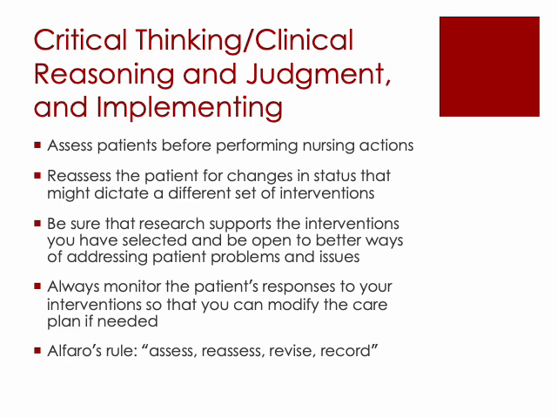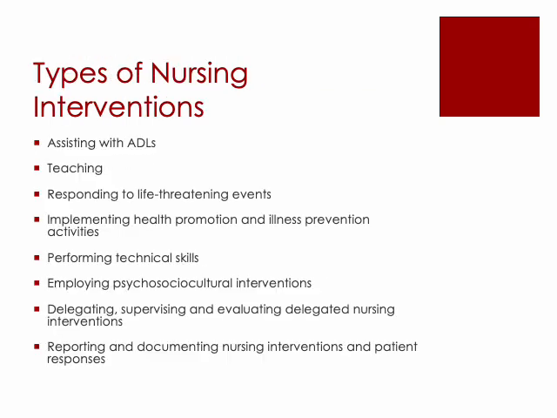The golden rule is assess, reassess, revise, and record. We're going to assess our patients before performing nursing actions. We're going to reassess them to determine their response after you've performed any kind of intervention. You're going to revise your approach if it's indicated, and then you're going to record the patient's responses and any changes you made in the care plan. So this slide talks about different types of nursing interventions, and we're going to talk about each of these on the following slides.